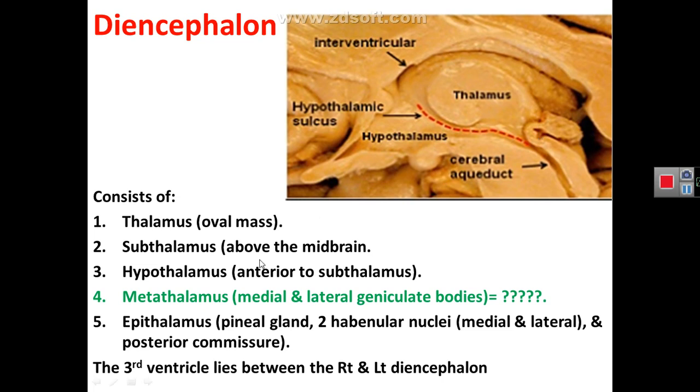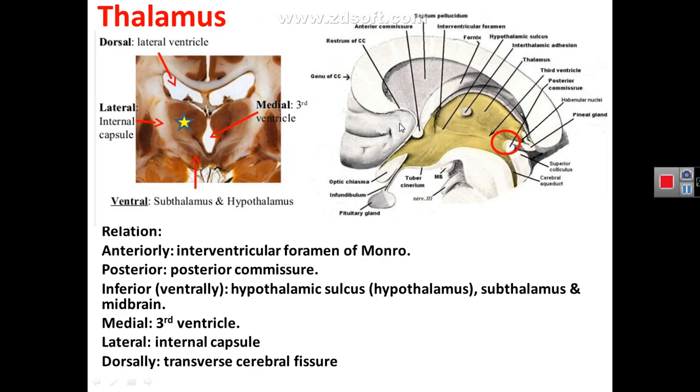Some authors consider the metathalamus, the medial and lateral geniculate bodies, as parts of the thalamus, and so they consider that the diencephalon is formed of 4 parts, not 5 parts. The cavity of the diencephalon is the third ventricle. Considering details of these 4 parts of the diencephalon, I will start with the thalamus.